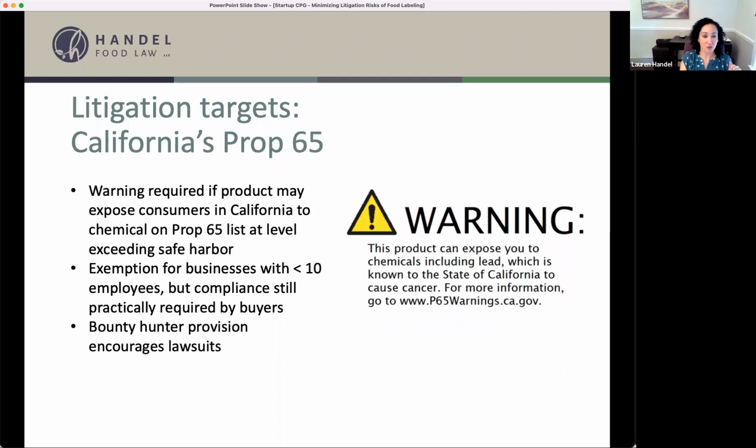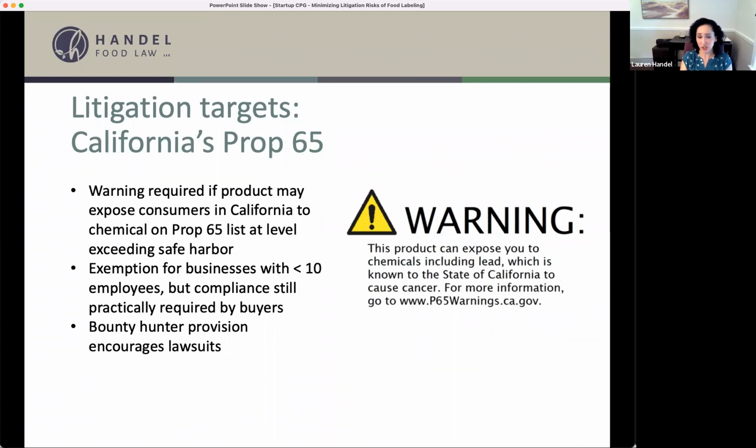I would be remiss if I didn't mention Prop 65, because for a long time now, Prop 65 has been a big area of food labeling litigation. This is different than all the other litigation I've been talking about. It is typically class action litigation, but this is brought under the particular California law, Proposition 65, which requires warnings to be given on a product if it contains chemicals or can expose consumers to chemicals that are on a list of carcinogens and reproductive hazards. And if it's there at a level that exceeds a safe harbor limit that the state has set, a warning has to be given. And the failure to give that warning is a violation for which an enforcement action can be taken by the state, but also there's what's called a bounty hunter provision in the law that incentivizes plaintiffs to bring lawsuits on their own, and for which they can recover their attorney's fees.